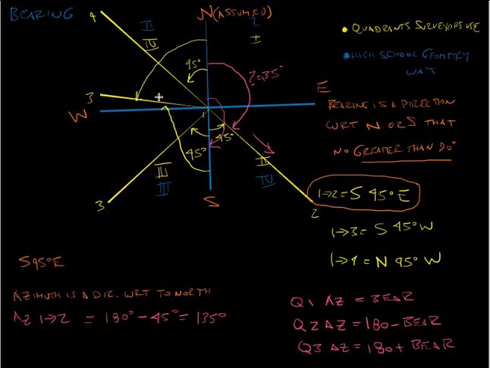Okay, and then quadrant 4, we have this bearing of north 45 west. So what would that be? In quadrant 4, the azimuth is equal to 360 minus your bearing. So these are used in surveying all the time. This is good to remember, because you'll be converting bearings to azimuths and azimuths to bearings all the time.